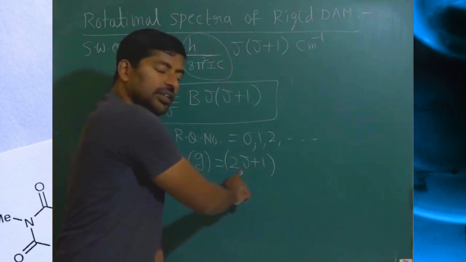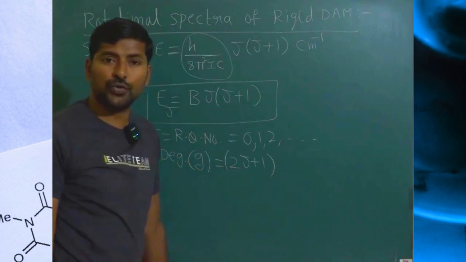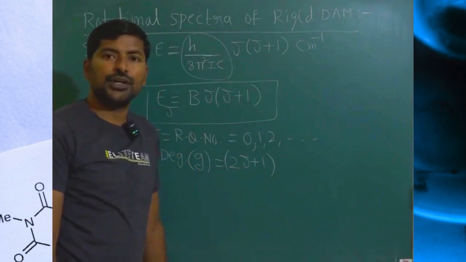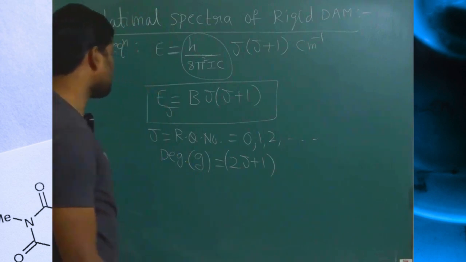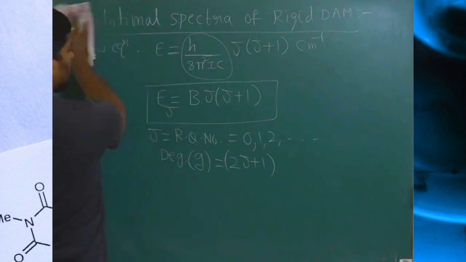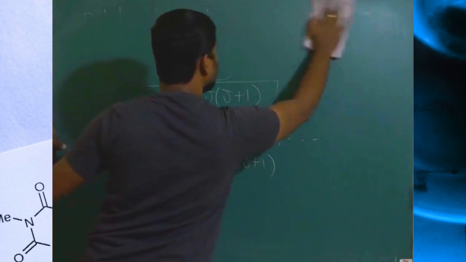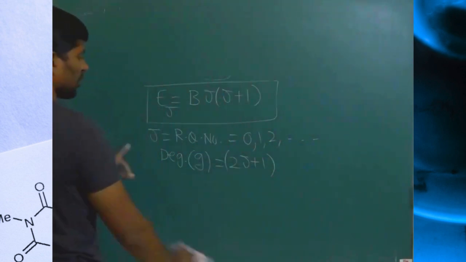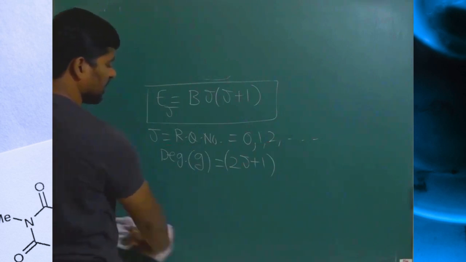Okay, for the second level, how many degenerate energy levels are present? 2 into 1 plus 1, that is 3. Third level, if you take J value 2, 2 into 2 plus 1, 5 degenerate energy levels. So you just remember the expression for various possible rotational energy levels, that is EJ is equal to BJ into J plus 1. The possible values for J are 0, 1, 2, 3 and so on. What is the degeneracy of each rotational energy level?